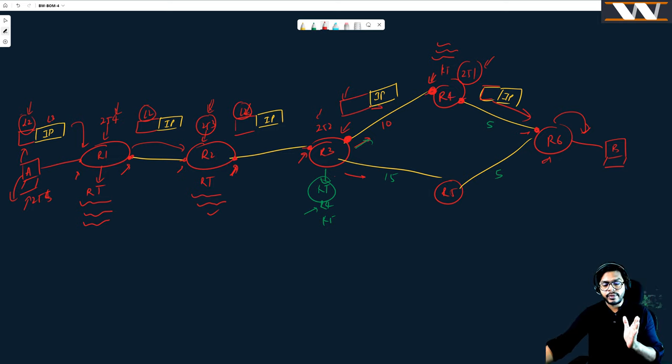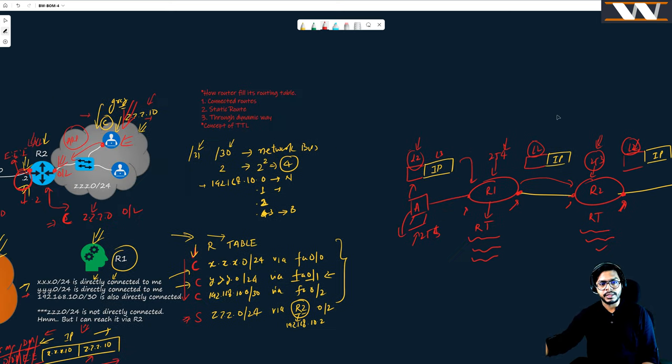The router at every stage consults its routing table, finds the next hop, and forwards the packet after reducing the TTL. So at every hop, only the source MAC and destination MAC, the L2 part, get changed. Nothing happens to the IP address. We have been discussing this routing table for about 35 minutes.